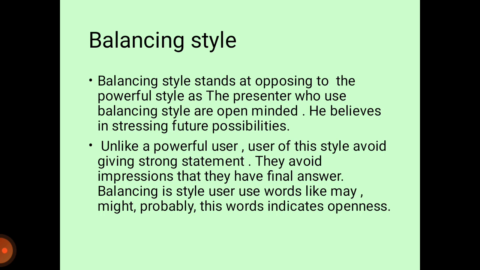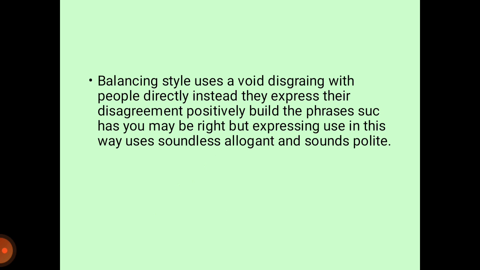They avoid the impression that they have the final answer. A balancing style user uses words like may, might, probably. These words indicate openness. Balancing style users avoid disagreeing with people directly. Instead they express their disagreement positively, with phrases such as you may be right, but. Expressing in this way sounds less rude and sounds polite.